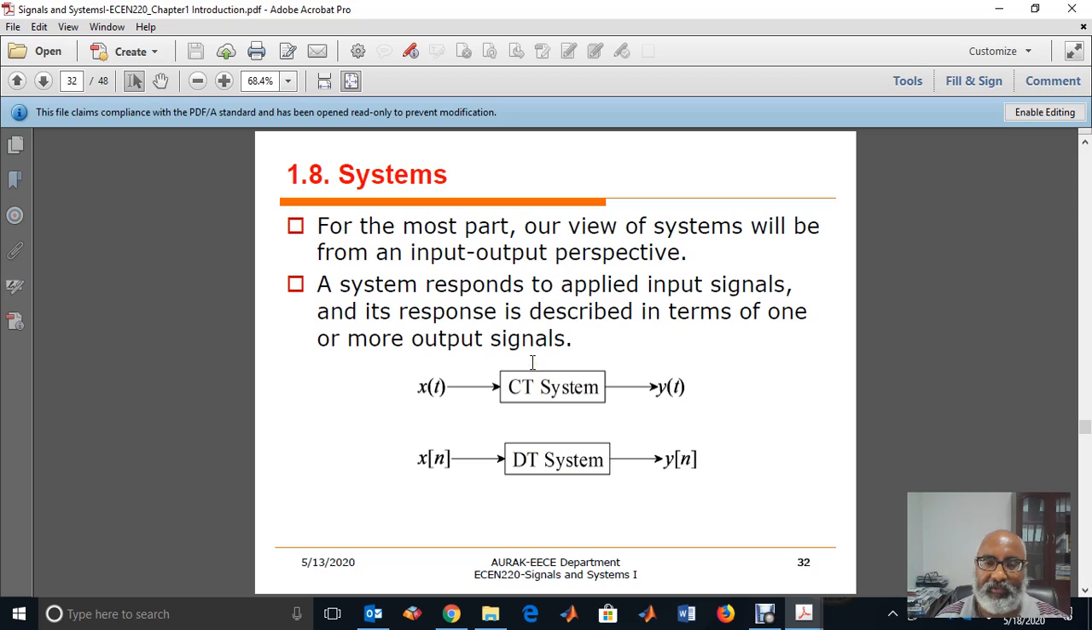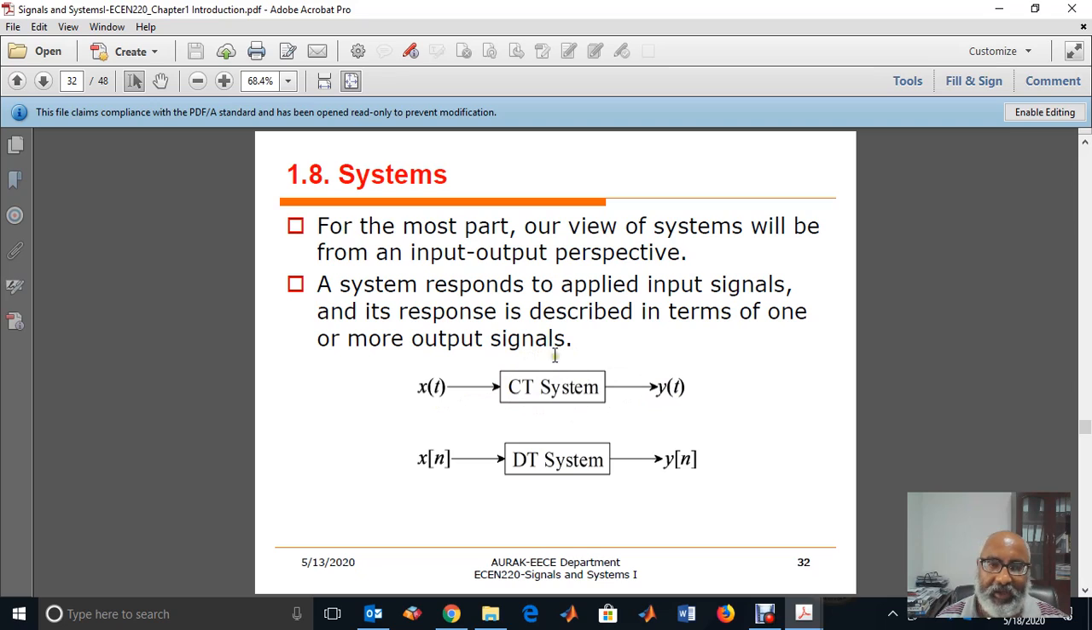In continuous time systems, we have an input x of t, which is continuous in time, and an output y of t, which is continuous in time. For discrete time systems, it is similar, but now instead of continuous time t, we have discrete time n. So the input x[n] and the output y[n]. A system responds to an applied input signal, so there will be an input and there will be an output.